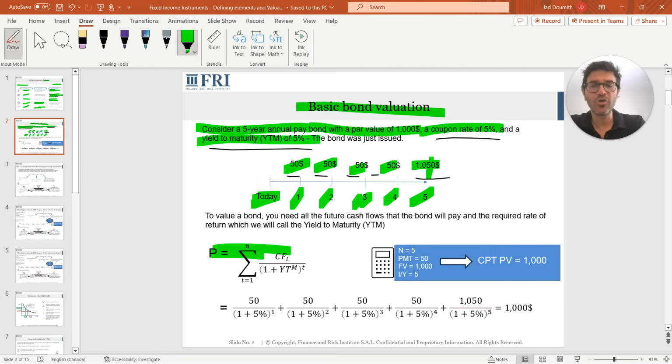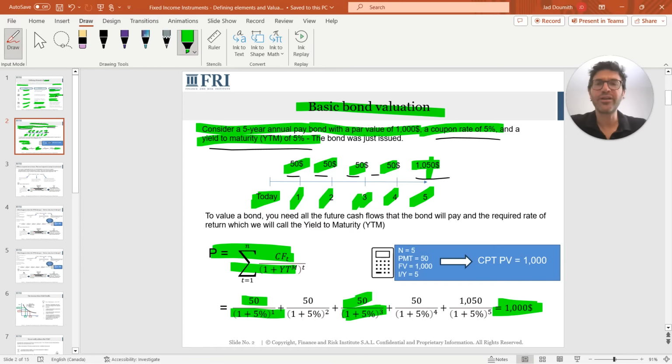You can do it the long way, of course, by discounting each cash flow at the yield to maturity raised to the power of the year corresponding to the year where the cash flow occurs. So the third coupon is discounted at 1 plus yield to maturity raised to the power of 3. By doing that, you get the value of the bond equal to $1,000.